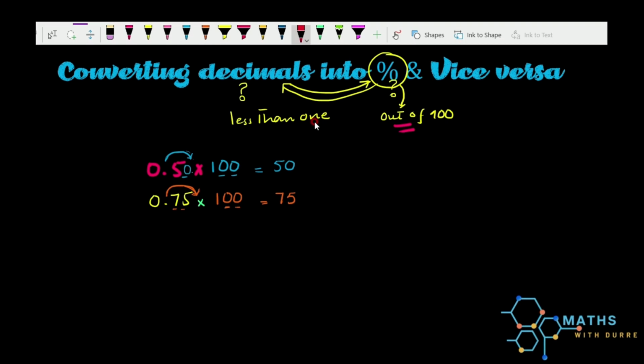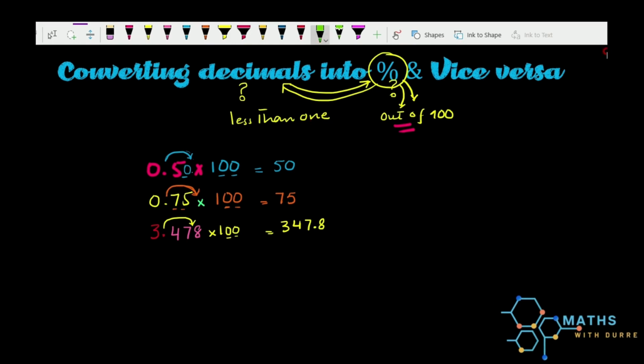Let me take another example. 3.478. In this situation, how can we multiply the number? We multiply by 100. Why only 100? Because percentage means out of 100. So here we need to count the number of zeros. There are 2. We have to move the decimal point accordingly. Where will the decimal point come? Exactly after 7. So the answer will be 347.8.